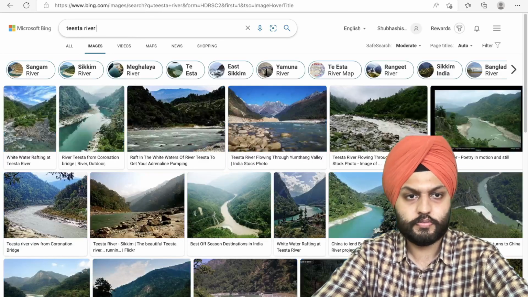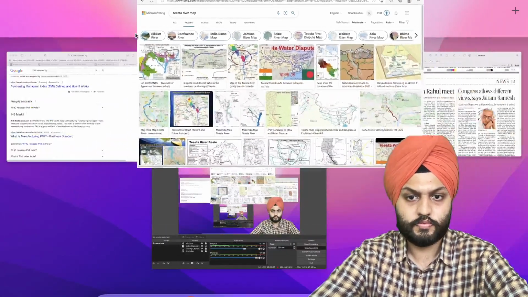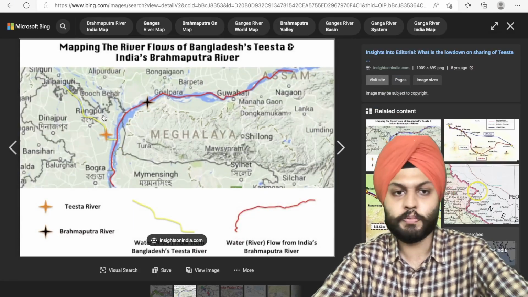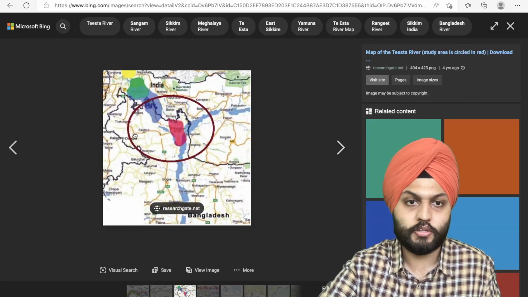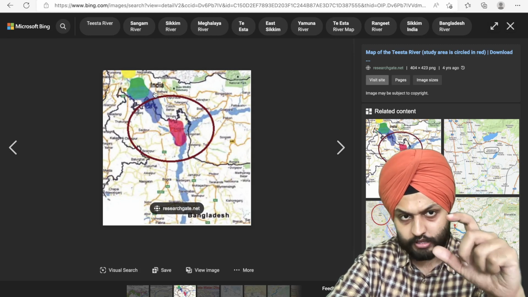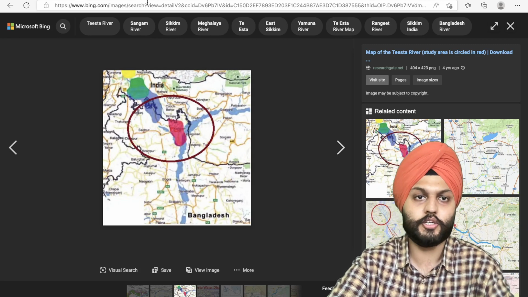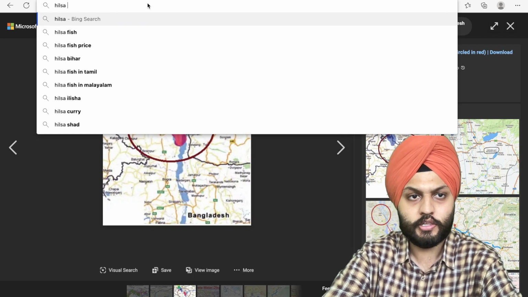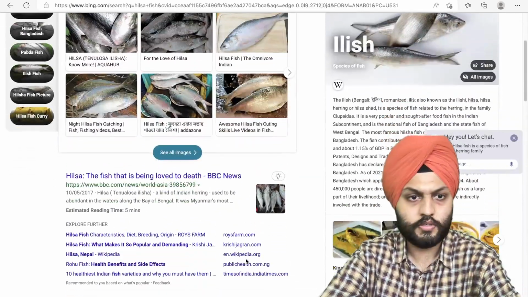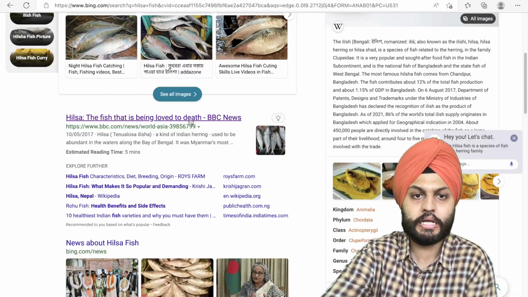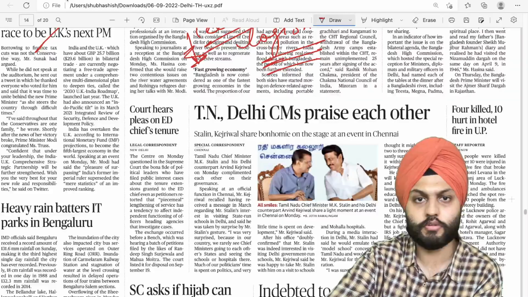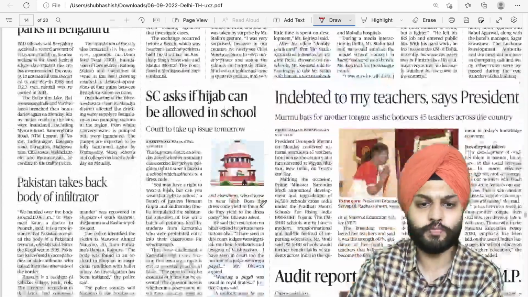Map. Right, so basically West Bengal has a problem with this thing. It's coming from the northern side, Sikkim side, part of West Bengal, and then it flows into Bangladesh. Now let's see Hilsa fish also. Right, so fish that is being loved to death. So we can have a look at this. Okay, so let's move on.